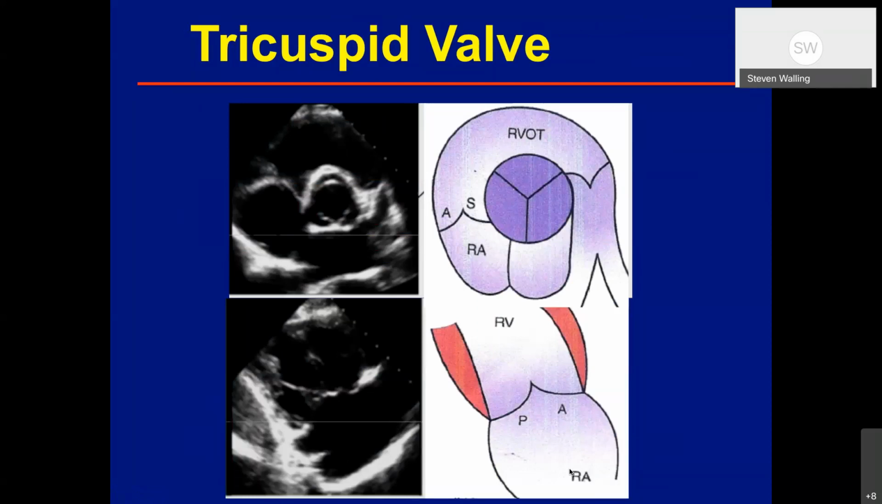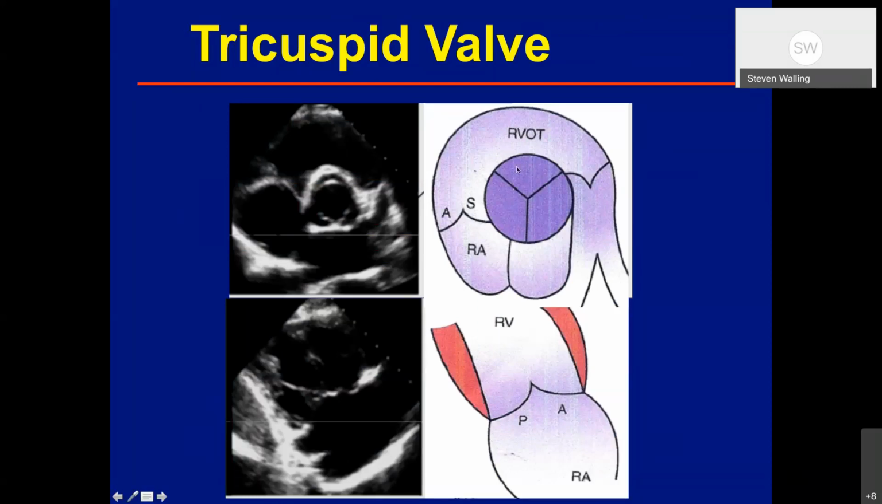All right, so we're done with the RV and RA size and function. We're going to talk a little bit about the valves, starting with the tricuspid valve, and these are the basic views. You need to remember which leaflet of the tricuspid valve is which. The only view where you can see the posterior leaflet is this inflow view. And then obviously this is the anterior leaflet.